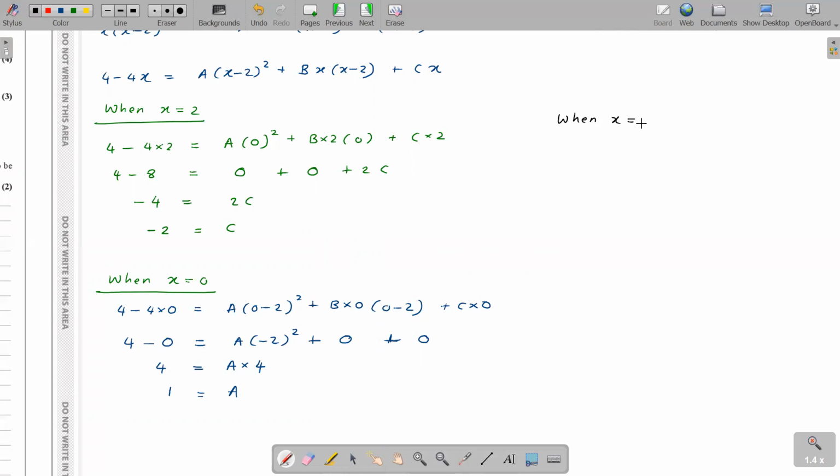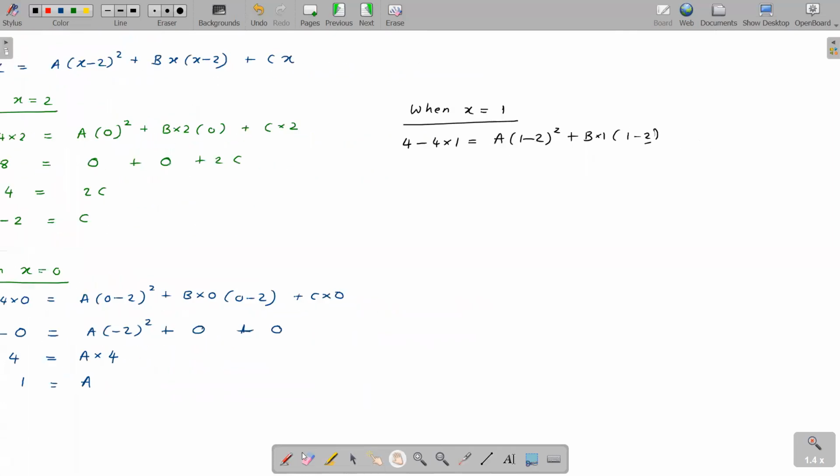Okay, so I'll use when X is 1. Tell me any X value you like now. You can use X is 2 or 10 or 100 or whatever. You should get the same answer. So 4 minus 4 into 1 equals A times 1 minus 2 square, plus B times 1 minus 2, plus C times 1. Are you with me?